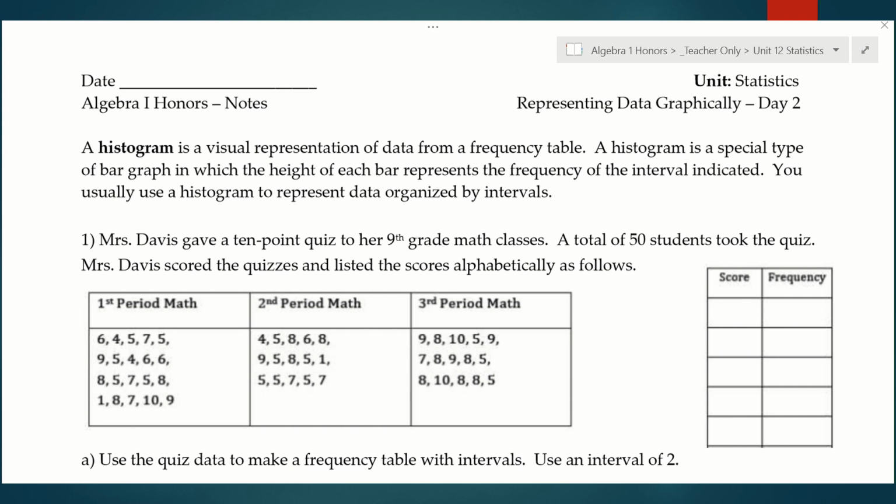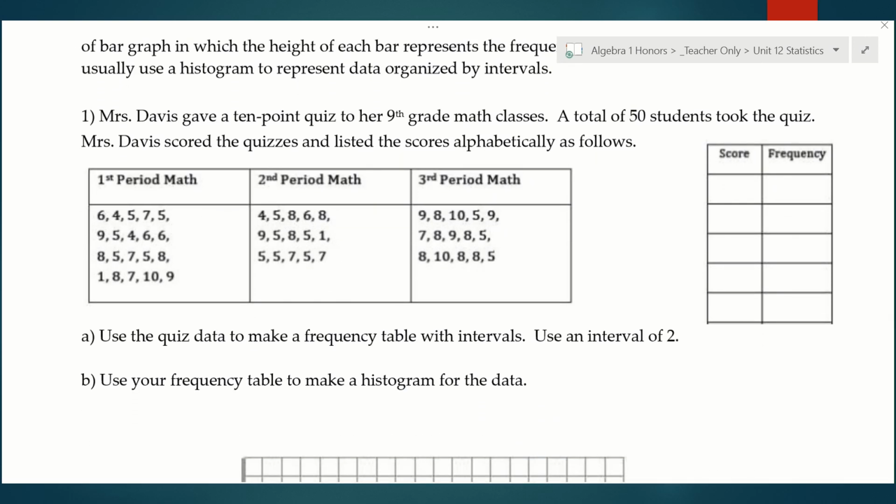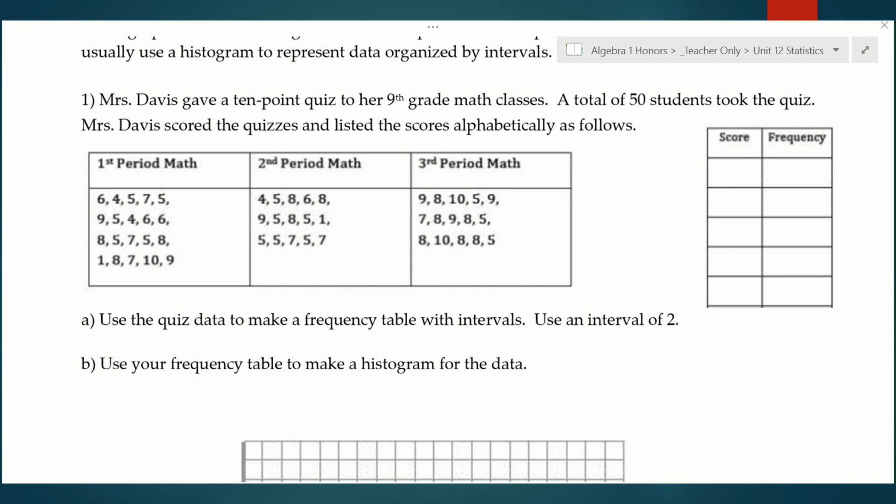Okay, so let's look at this first example and we can see how we're going to create a histogram. It says Mrs. Davis gave a 10-point quiz to her 9th grade math classes. A total of 50 students took the quiz. Mrs. Davis scored the quizzes and listed the scores alphabetically as follows. We have first period math, second period math, and third period math. Our job is to create what we call a frequency table. Part A says to use the quiz data to make a frequency table with intervals, using an interval of 2.